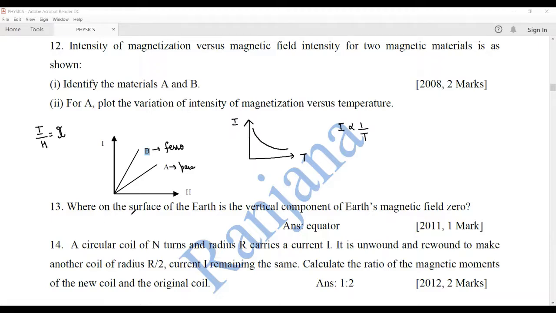Question number 13. Where on the surface of the Earth is the vertical component of the Earth's magnetic field 0? We know that the vertical component is given by R sin δ, and the angle of dip at the equator is equal to 0 degrees. So V is equal to R sin 0, and hence the vertical component is 0. So at the equator, the vertical component is 0 because the angle of dip is equal to 0 degrees.